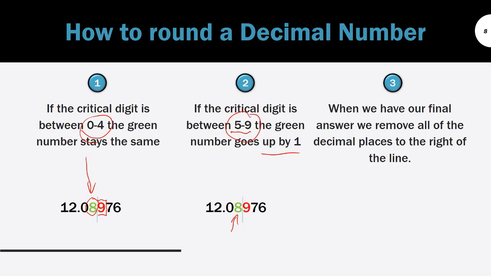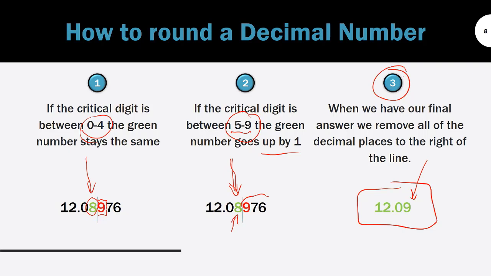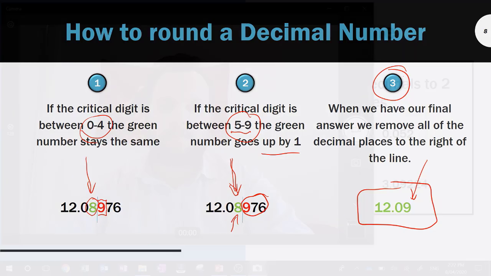If it's between 5 and 9, the number to the left of the line is going to be going up by 1, okay? So that means that number 3 here, point number 3, when we have our final answer, we remove all of the decimal places to the right of the line, okay? So you can see here with our answer, what we've done is we've increased the size of our 8 by 1, so it is now a 9, okay? And all of these decimal places that were on the right of the line are now gone, okay? They have disappeared. That is basically how we round decimal numbers, okay?